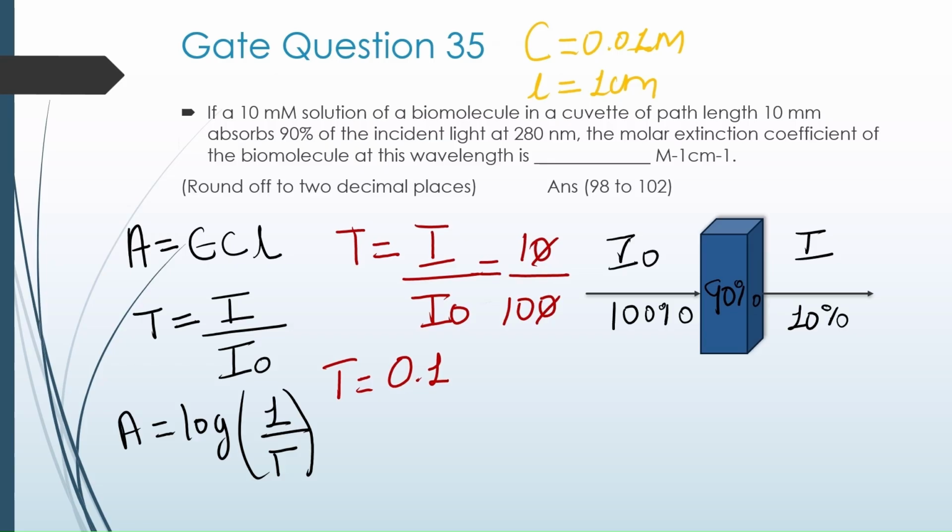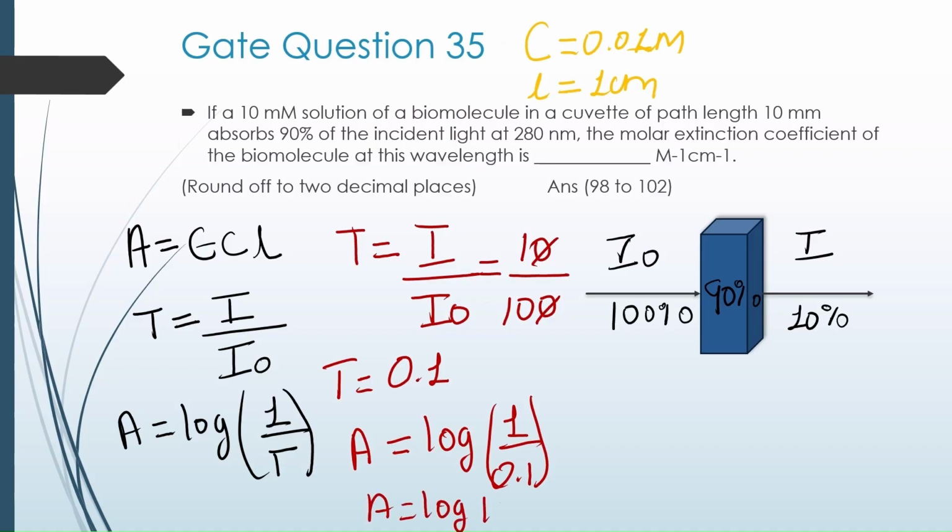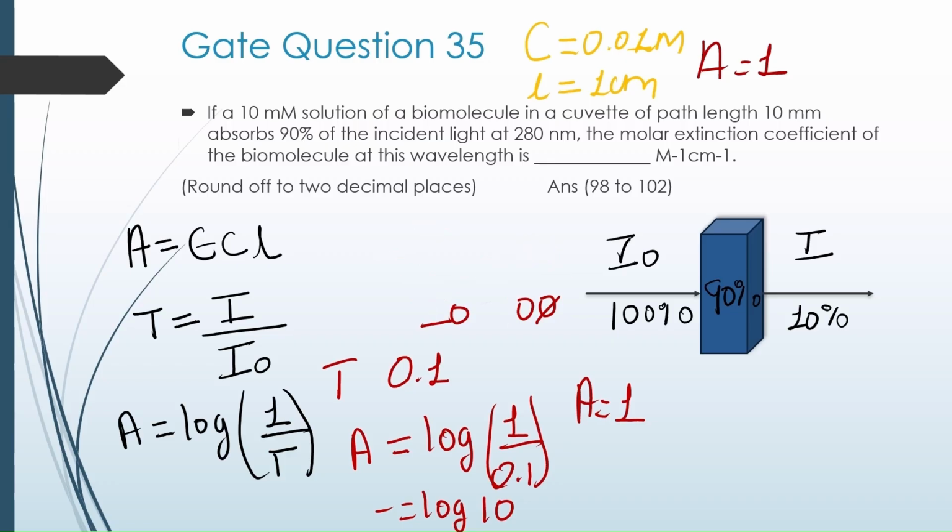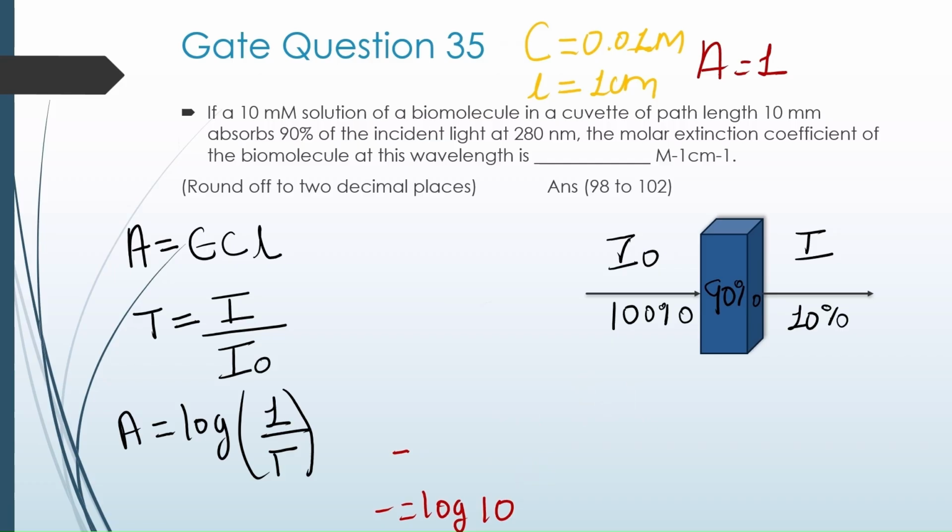By using transmittance equal to 0.1, we can solve absorbance is equal to log 1 upon 0.1. So 1 upon 0.1 is 10, so A is equal to log 10. Log 10 is 1. So absorbance is equal to 1. Now we have concentration, optical path length and absorbance. Now we can use all these values to find the molar extinction coefficient.